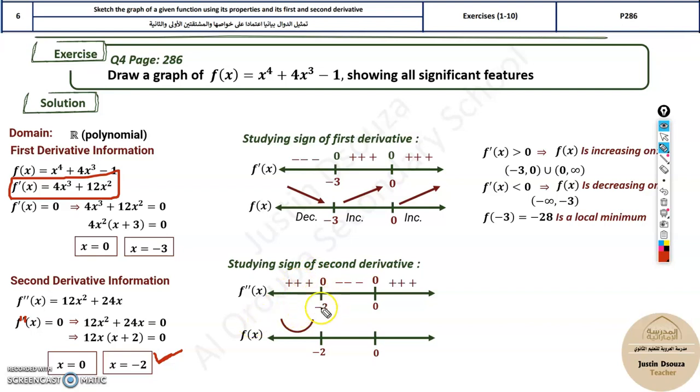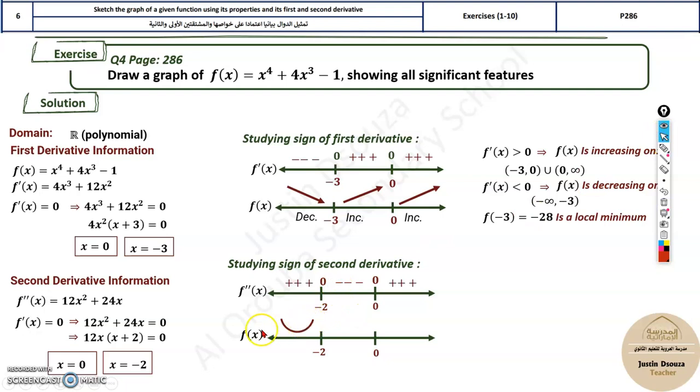Now take any test value less than -2, sorry, over here. It can be -3. Over here you can take -1 and 1. Now don't put them in f dash, you need to put these in the f double dash, the second derivative. So -3 will be over here, 12 times -3 whole square. That's 24 into -3. That's how we do it.